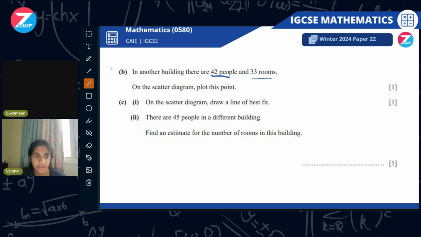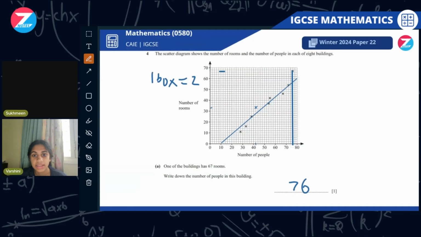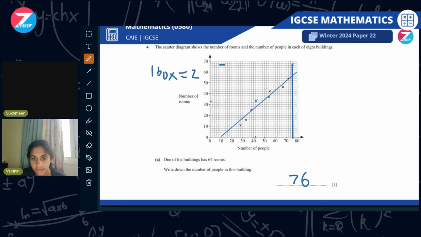There are 45 people in a different building. Find an estimate for the number of rooms in this building. Okay, so to do this, let's go back up to our graph. This is in a different building, and we know that there are 45 people in this building. So the number is going to be somewhere along here, between 44 and 46.